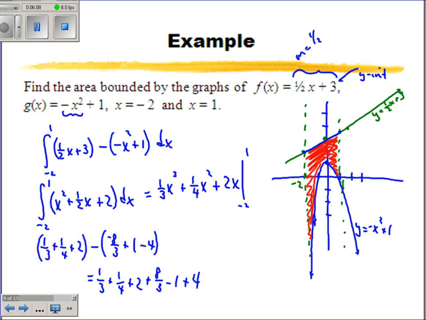So now the 1/3 and the 8/3 together make 9/3, which is 3. And then we have the 2, so that's 5. Subtract 1 will make it 4, and then 4 more is 8. So that's going to give me 8 1/4. And that's the area. That's how many square units. If we drew little squares one by one on that graph, that's approximate area for that graph.